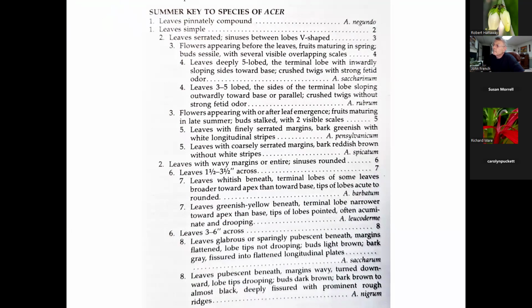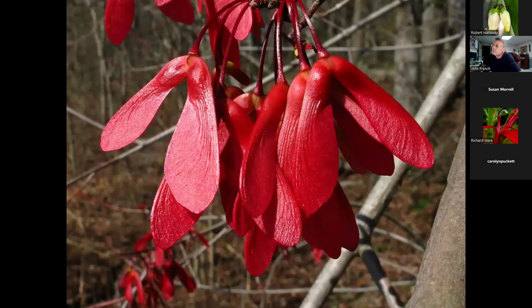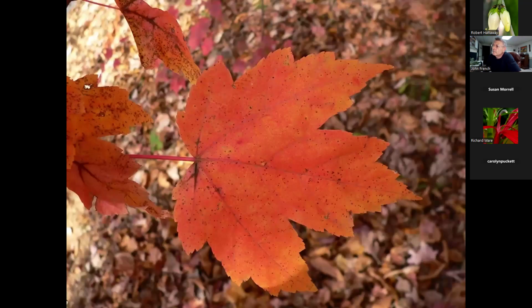When it says, for instance, saccharinum, it says the slope with inwardly sloping sides. Does it mean it's smaller at the base? That's exactly right. It's pinched off. Well, that first picture of mine is a little bit that way. I see what she's talking about. On the right side it is a little bit pinched in. Well, first of all, the silver maple has a longer, more prominent terminal lobe.